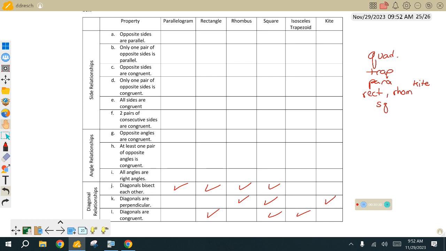And did the kites have that? No. The only thing the kite had was perpendiculars. Okay? So those are really where I want you to be at, is knowing about the diagonals.